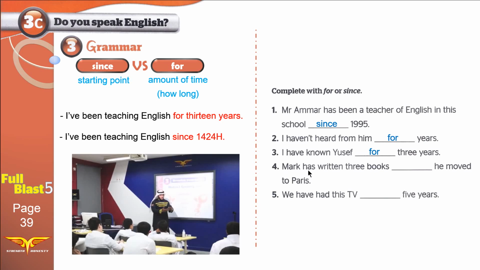4. Mark has written 3 books since he moved to Paris. Is this an amount of time? This is the starting point. He started writing books the time he moved to Paris. This Mark maybe lived in America, and now he lives in Paris. He moved to Paris. And since he moved to Paris, he has written 3 books. This is the starting point. 5. We have had this TV for 5 years. 4 or 5 years.